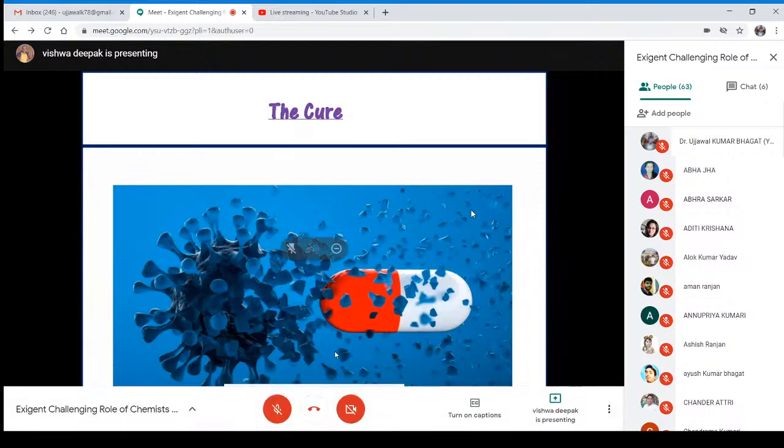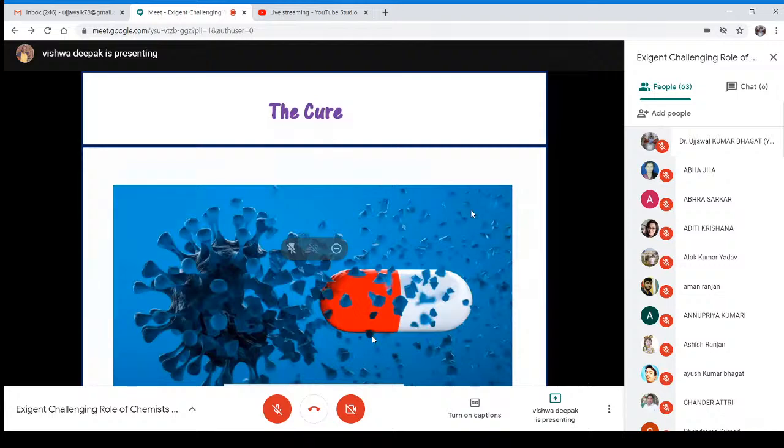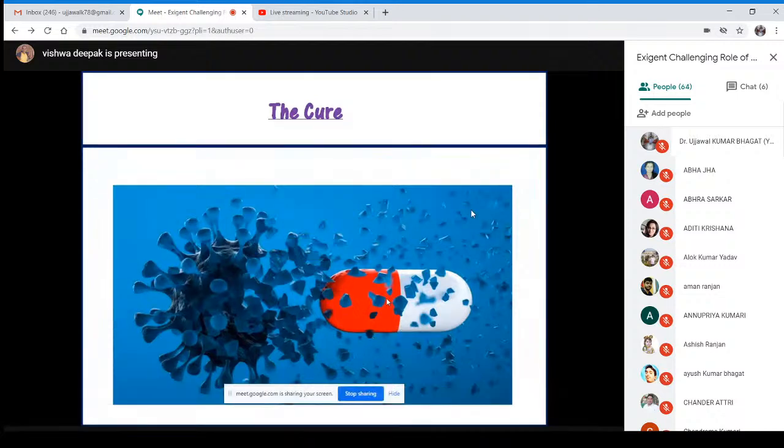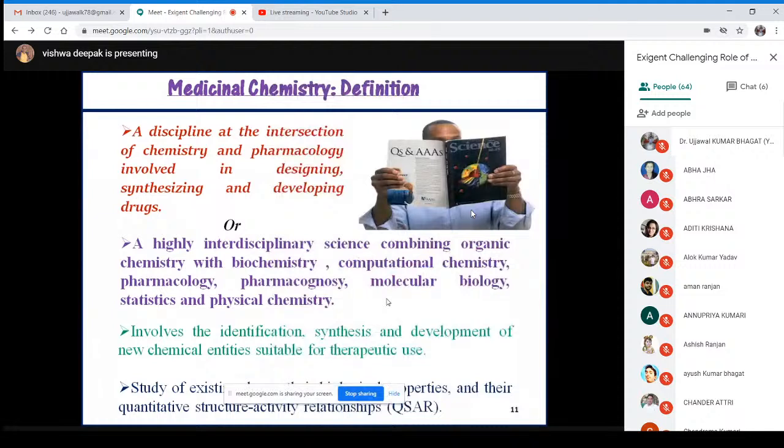What are these clinical trials, and what is happening with the molecule in these clinical trials? How much money does it cost, how much time does it take? Once you understand all these things, then you will have an idea of how the molecule comes to the market from the lab, and how this cure is available to fight against diseases. So medicinal chemistry, again, is the root behind the cure, behind the discovery of new medicine, vaccine, whatever. What is this medicinal chemistry?